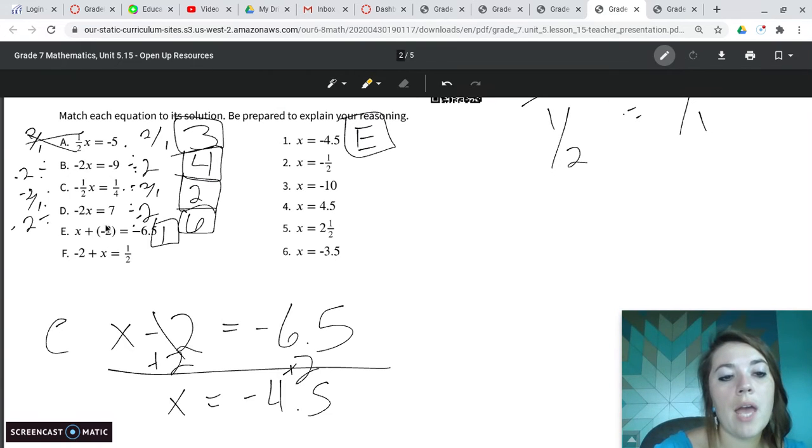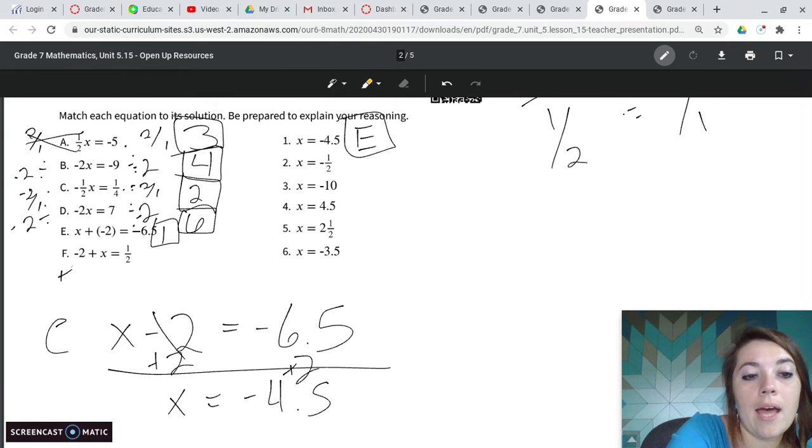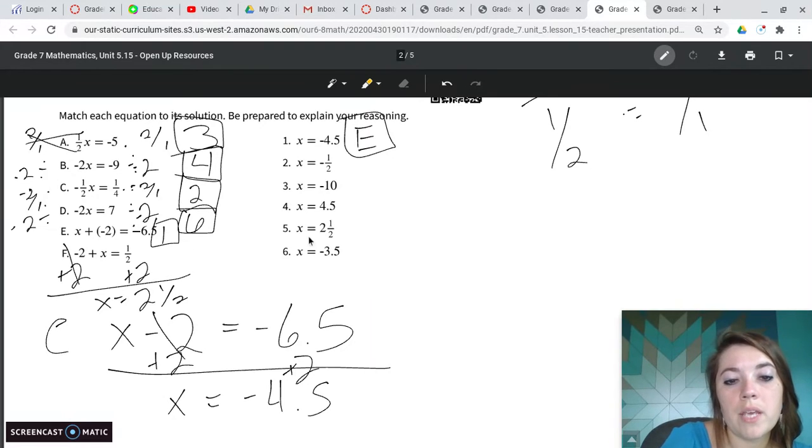And the last one, we have -2 plus x equals 1/2. Once again, in this case, we have a -2 being added to x, but we need to move this over to this side. In order to cancel out the -2, what do we have to add to -2 to get 0? We have to add +2. So we're going to add 2 to both sides. So x equals 2.5, which would be 5.